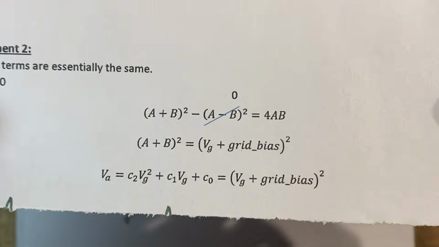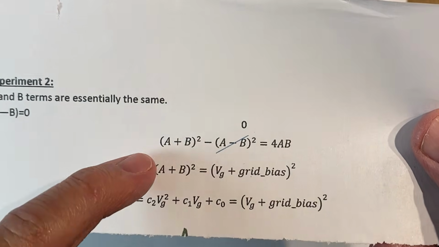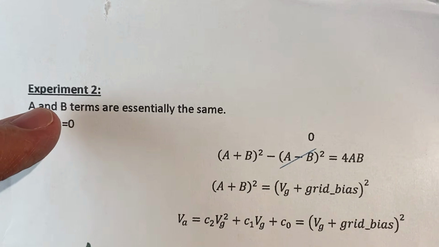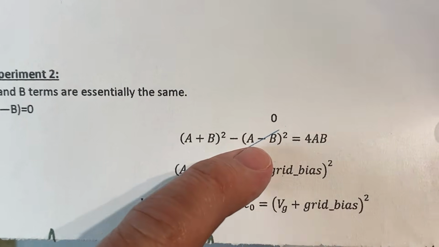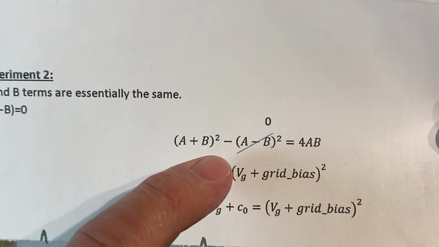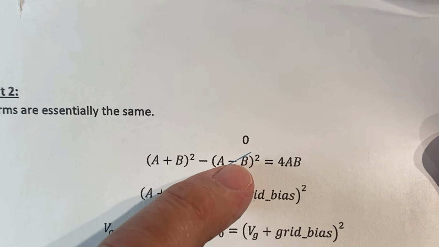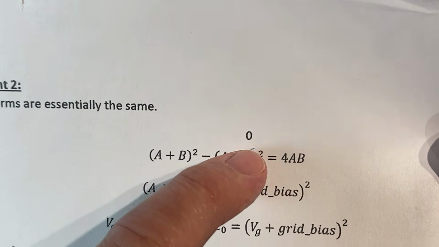So I think the problem with that is essentially the A and B terms in my equation are essentially the same. And if I go back to this equation that the ring modulator is based off, this A minus B term essentially goes to 0.